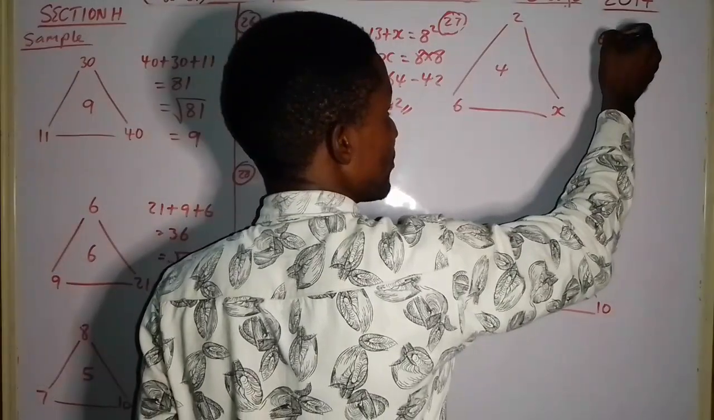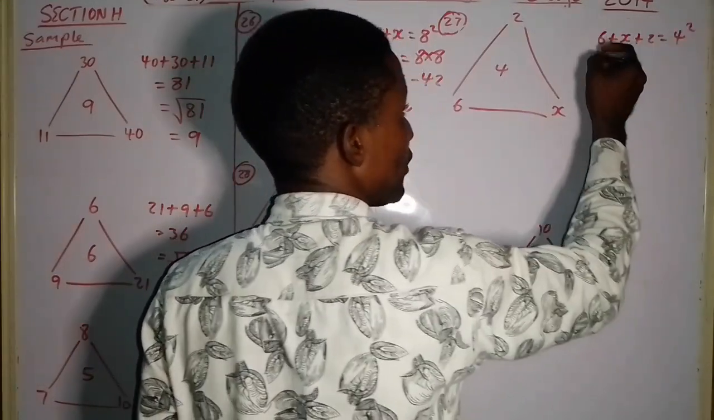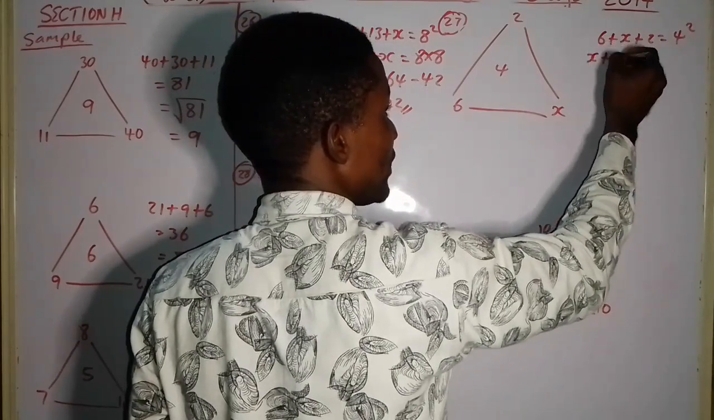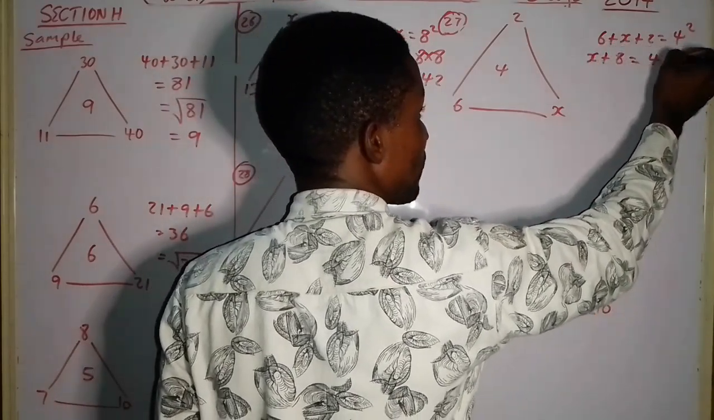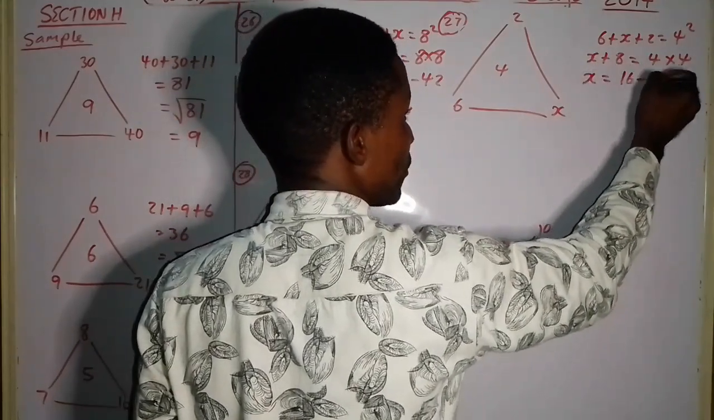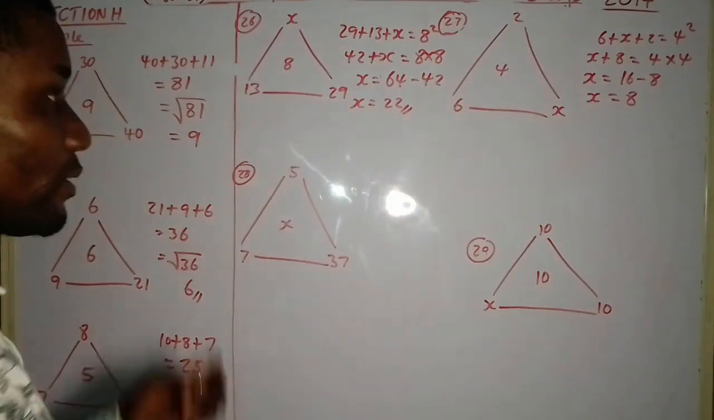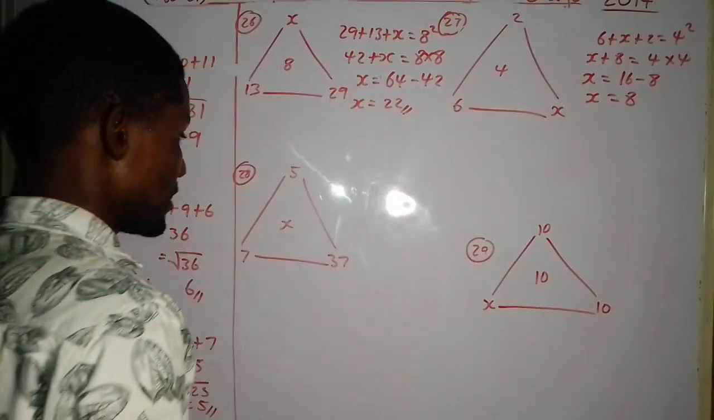This is 6 plus x plus 2 equals 4 squared. So we have x plus 8 equals 4 times 4. This gives us x equals 16 minus 8, so x will be 8. So our missing number here is 8. Let's go for the next number.